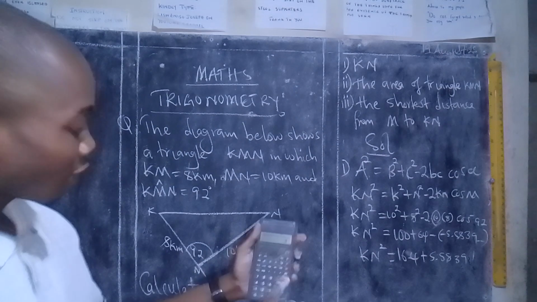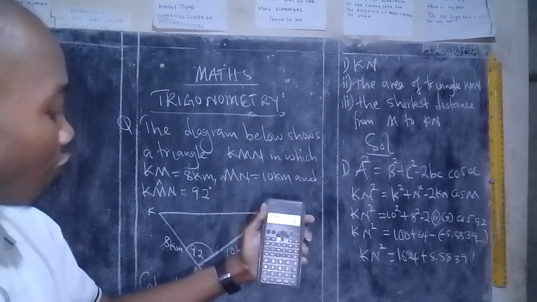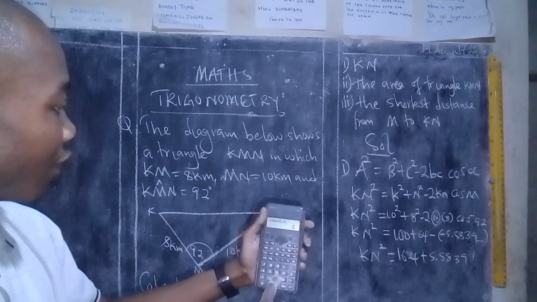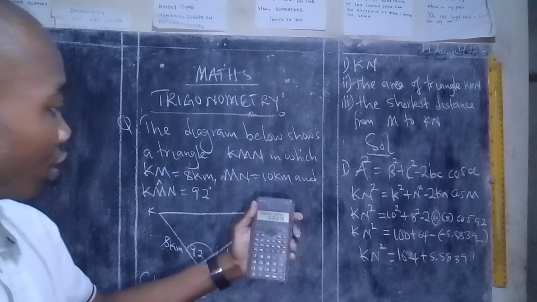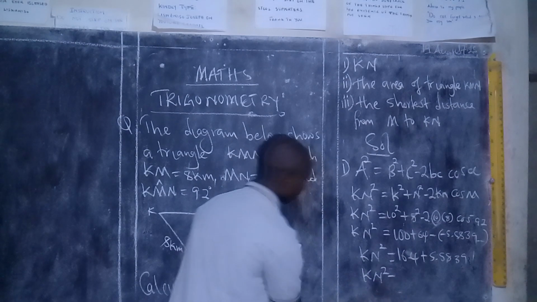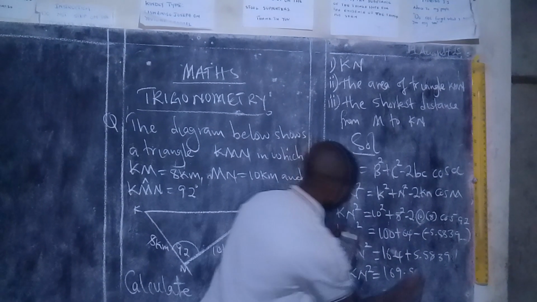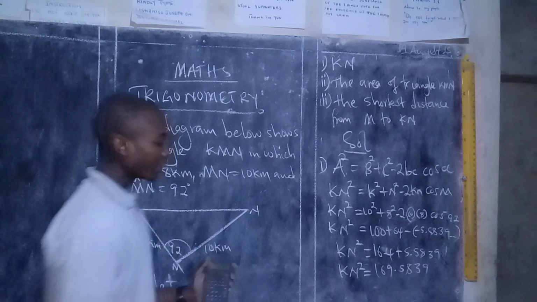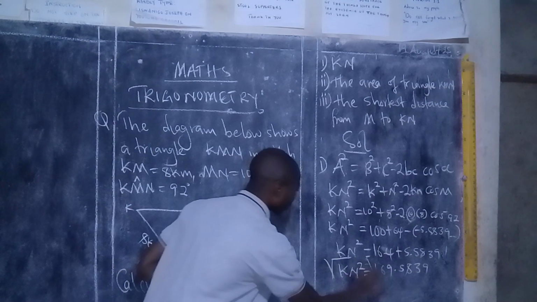From there, we can now add. So we have 164 plus 5.5839, which is going to give us 169.5839. So write KN squared is equal to 169.5839. All together. And thereafter, we can now take the square root on both sides. We square root here and also there.